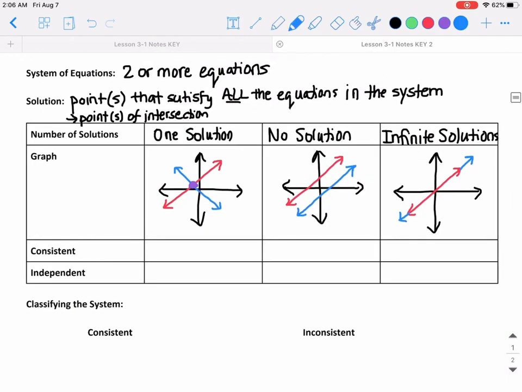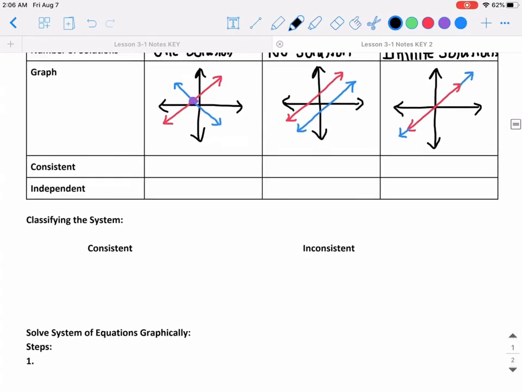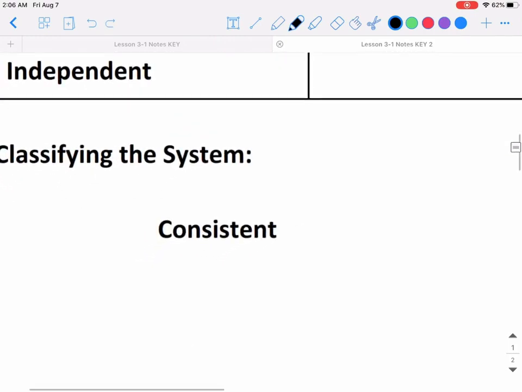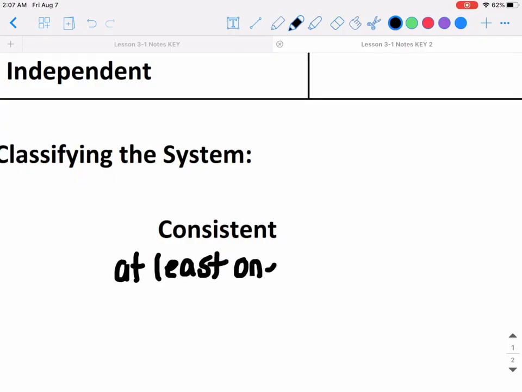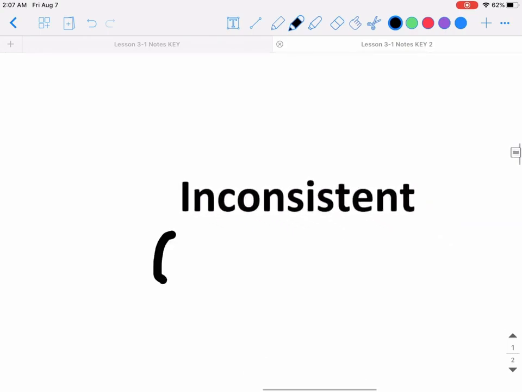For classifying the system of equations, there's two different things we could say about the system. We could say that it's consistent, or we could say that it's inconsistent. Consistent means that the system has at least one solution. Inconsistent then means, you can probably guess, no solution.